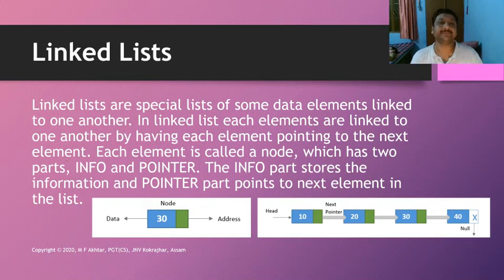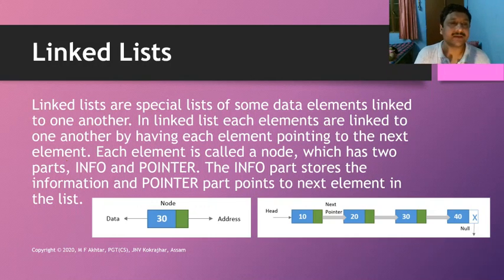Means what happens in a list, elements are not stored in a contiguous manner. Contiguous manner means one after another like this, one by one. It is not stored like this.